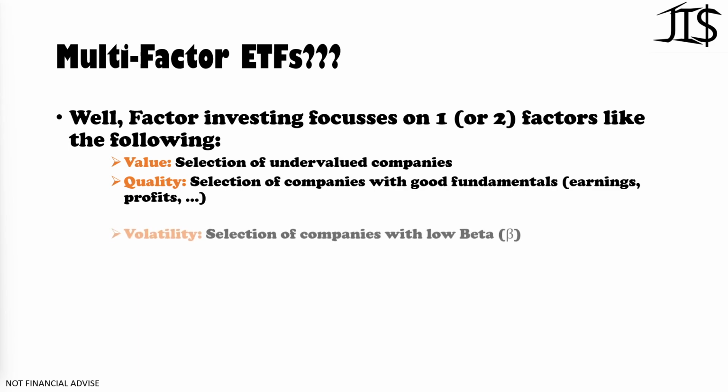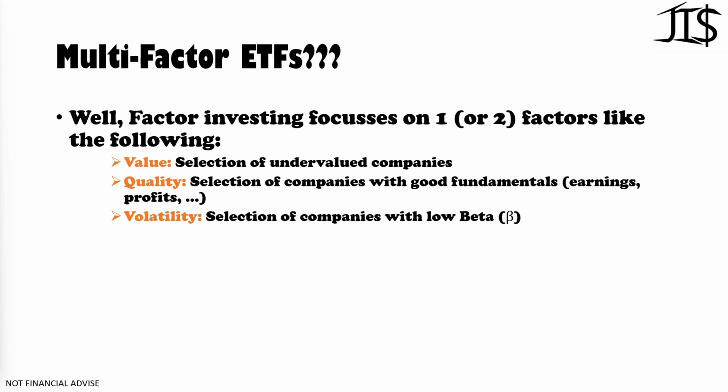And then you also have the volatility factor, where you try to select companies with a low beta. So a beta value below 1 means that your company is going up and down less than the overall market, which doesn't mean that it's a good thing, because it can always be that the company you invest in suddenly reports bad results and that your stock goes down 20% from one day to the next.